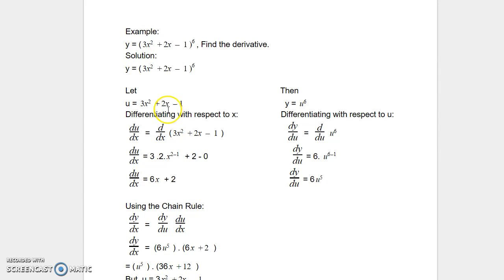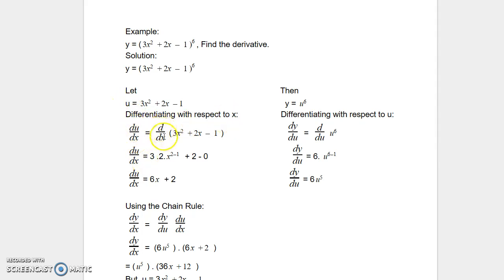We want to identify the inside function and also identify what the outside function is going to be. Let the inside function be u, and then we will let u be equal to 3x squared plus 2x minus 1, like that. And therefore, y will be equal to u to the power of 6. Now we have two different functions. u is a function of x and y is a function of u. We can differentiate u with respect to x as shown here.